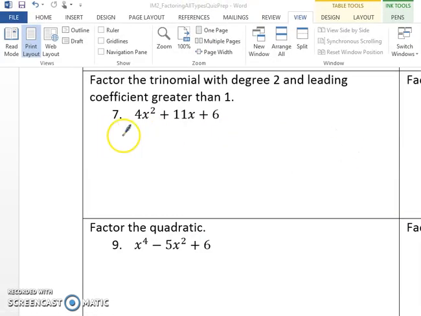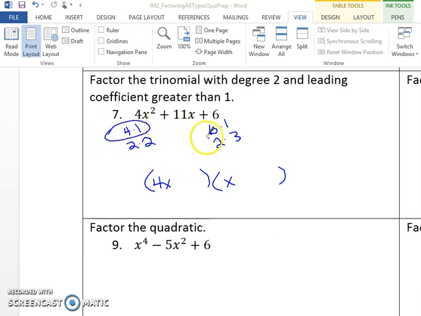Okay, so for our next one, we have a trinomial, degree 2, leading coefficient greater than 1. And these are usually a little more challenging because we have a lot of options here. We have a 4 and a 1, we have a 2 and a 2. And then over here, we have a 6 and a 1, and we have a 2 and a 3. And we have so many different options that we could test with our binomials. We will put a 4x and a 1x to start, and I'm going to show you the right ones.